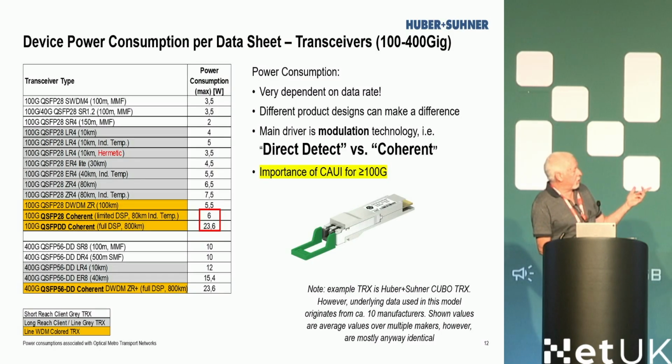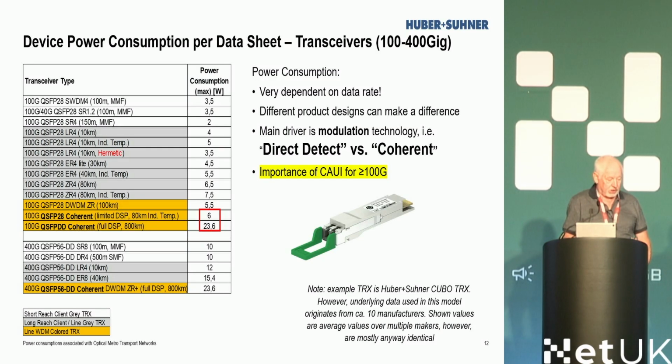So you can see even with coherent, the one highlighted in red, there are two different types of 80-kilometer coherent transceivers. One uses 6, and one uses 23.6 watts. So it does really depend upon the data rate, and the different architectures within the transceiver can also make a huge difference to the power used.